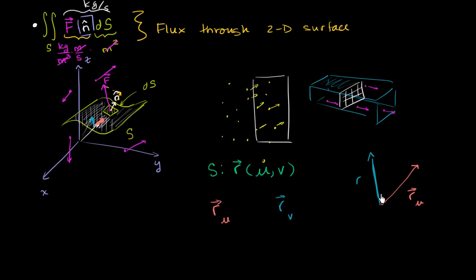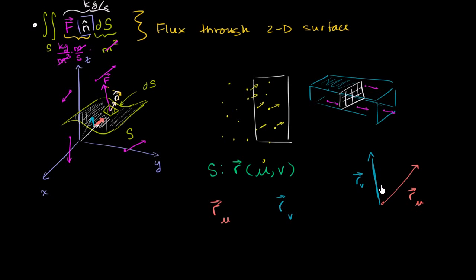R sub v. And these two aren't necessarily perpendicular to each other. In fact, the way I drew them, they're not perpendicular. But they're both tangential to the surface. They're both essentially telling us, right at that point, what the tangent, what the slope, is in the u direction or in the v direction.